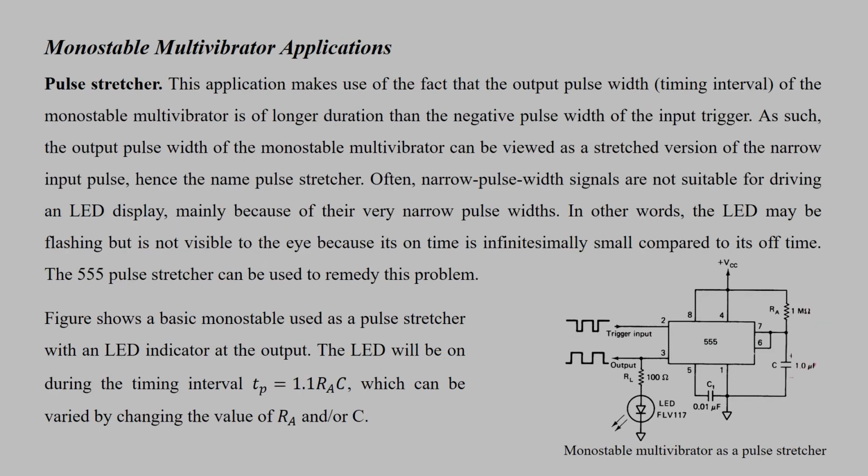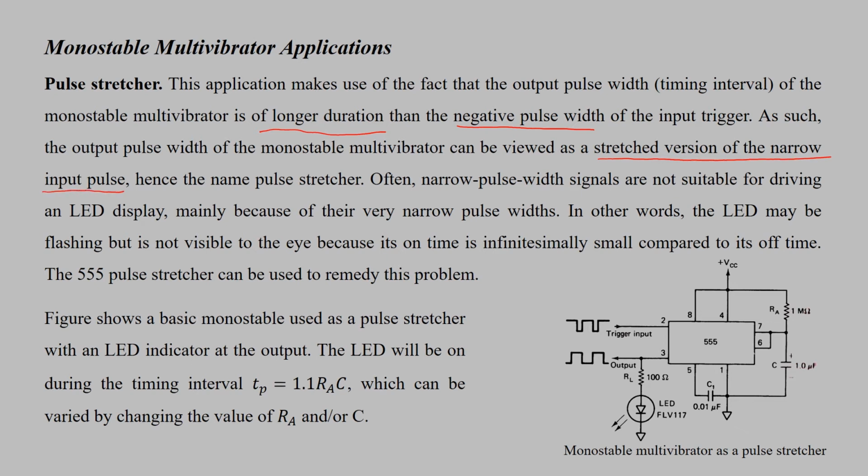The next application of a monostable multivibrator is a pulse stretcher. This application makes use of the fact that the output pulse width of the monostable multivibrator is of longer duration than the negative width of the input trigger. As such, the output pulse width of the monostable multivibrator can be viewed as a stretched version of a narrow input pulse. Hence the name pulse stretcher.